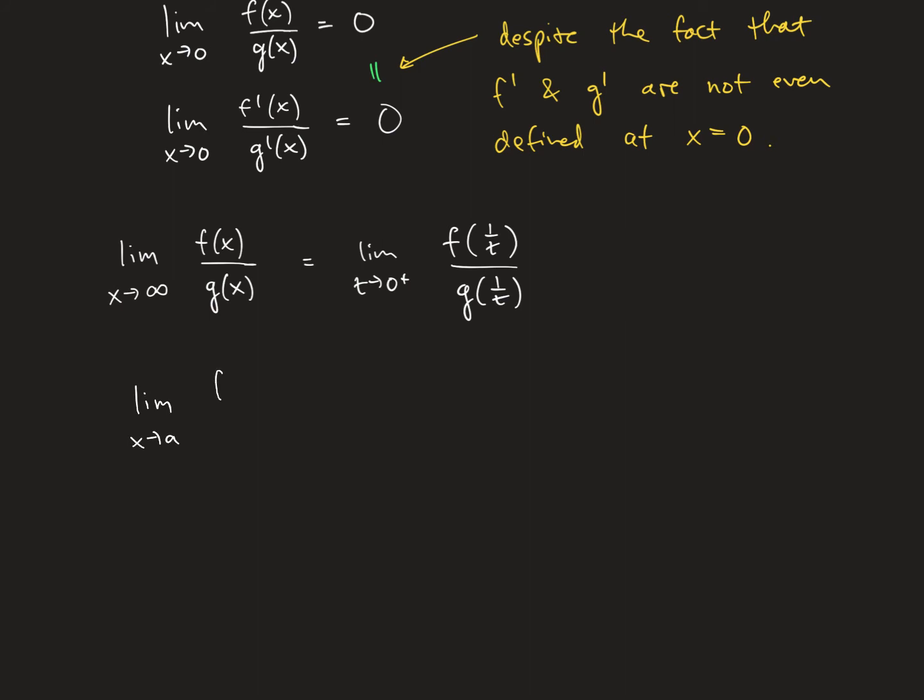So you can have, let's say, if the limit as x goes to a of f of x equals plus or minus infinity, and the limit as x approaches a of g of x is also plus or minus infinity, then you can apply the same thing, exchanging the quotient for the quotient of the derivatives, in this case as well.